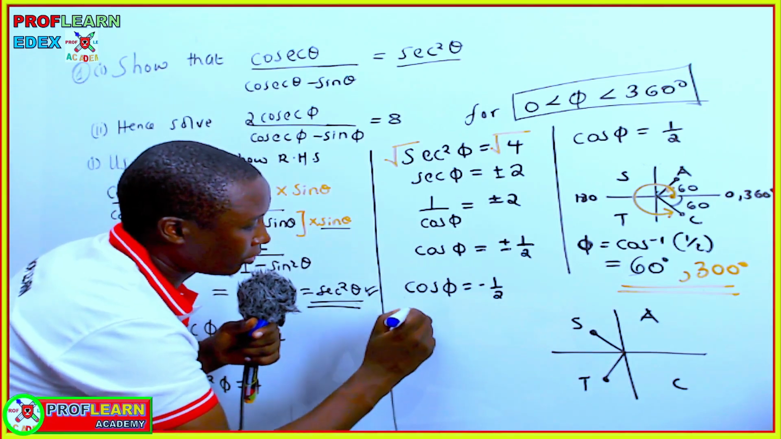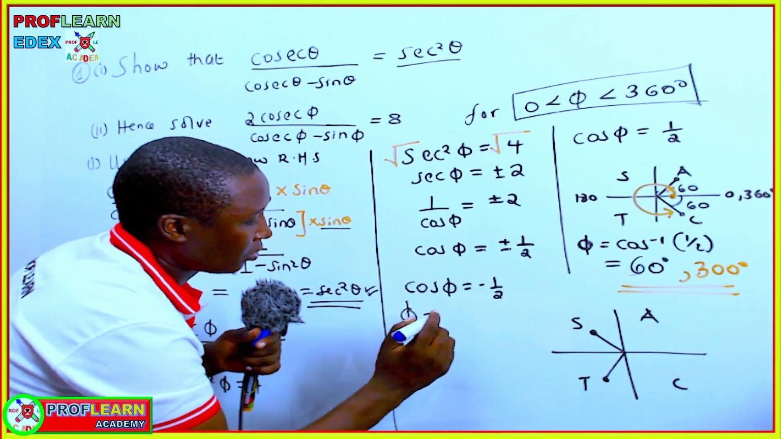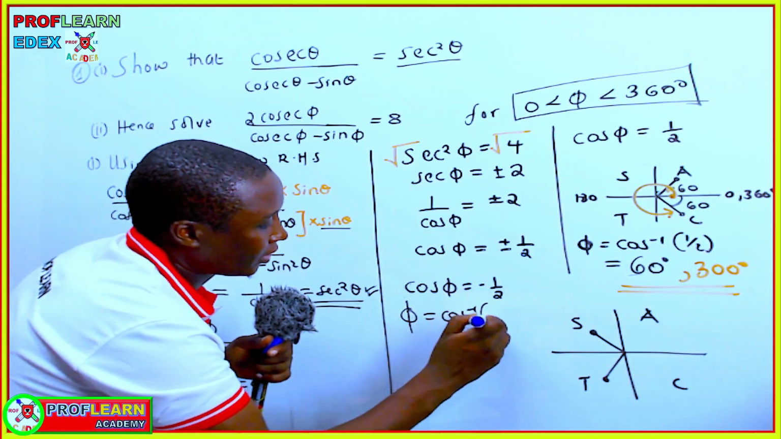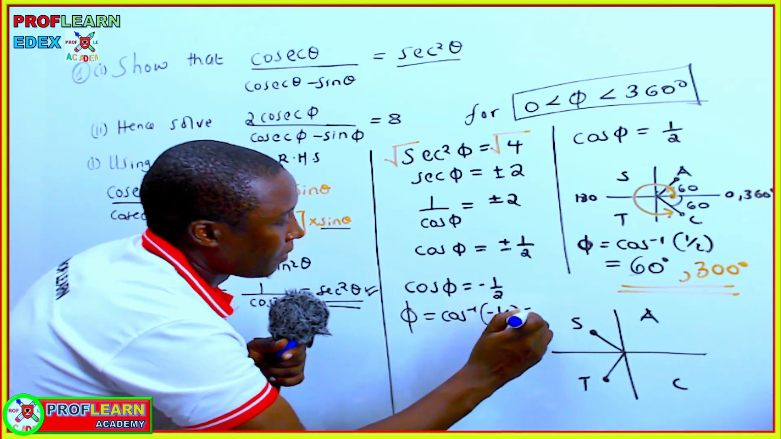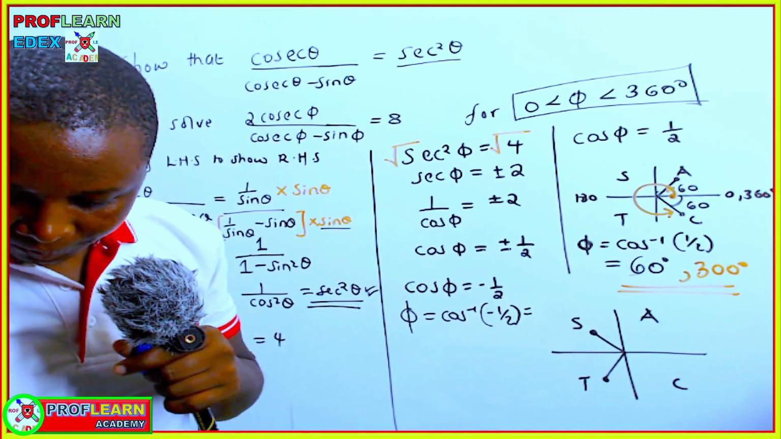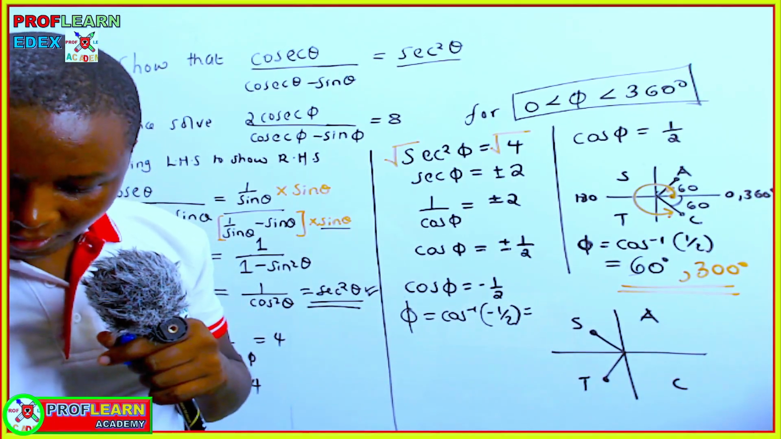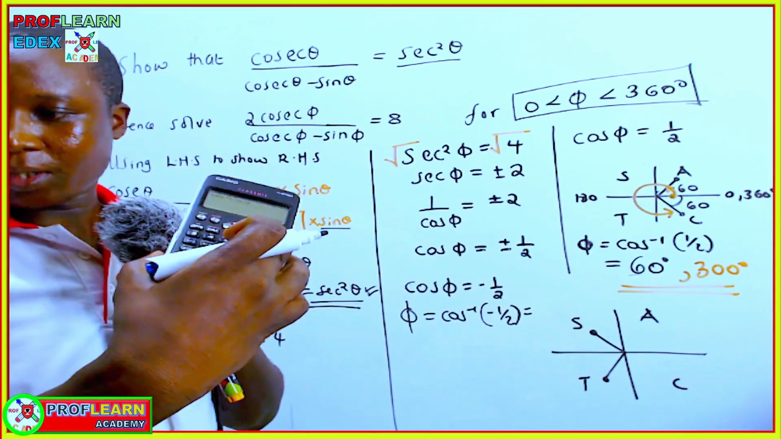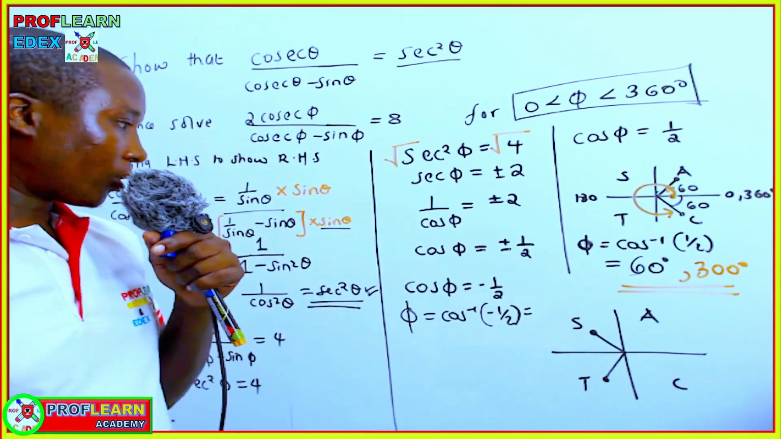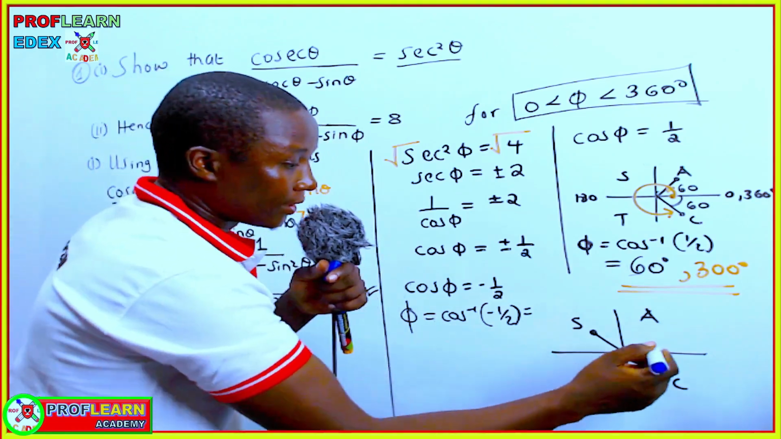First we are going to find phi equals cos inverse of negative 1 over 2. If you work that out, negative 1 over 2, you are going to get an answer equivalent to 120 degrees. So, angles are always measured from the x-axis.